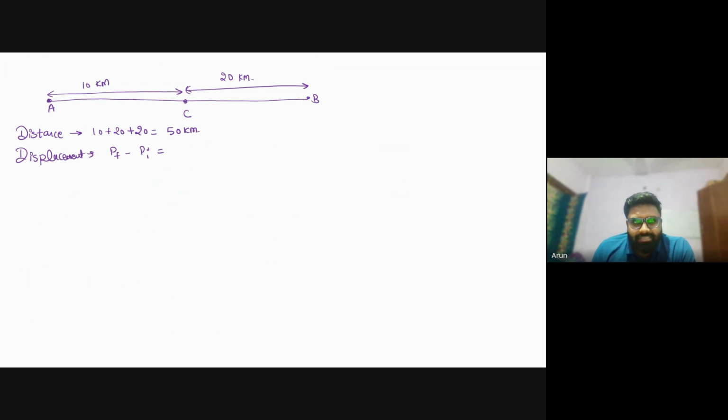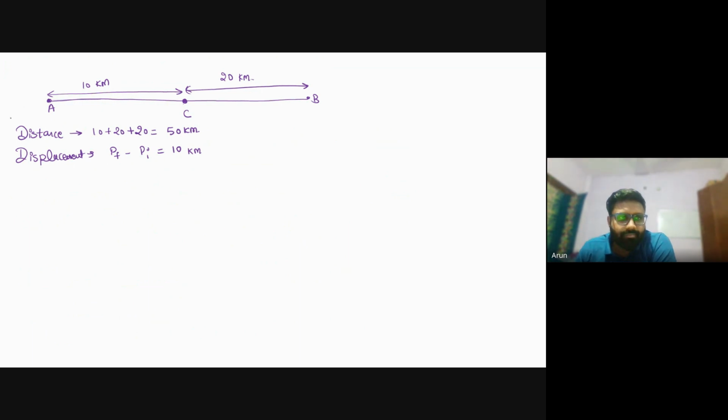So what is the distance between A and C? The minimum distance, because it has moved in a straight line. So we do not need to draw the extra straight line also. So this is the minimum distance between them. What is that? A to C. So it is 10 kilometer.